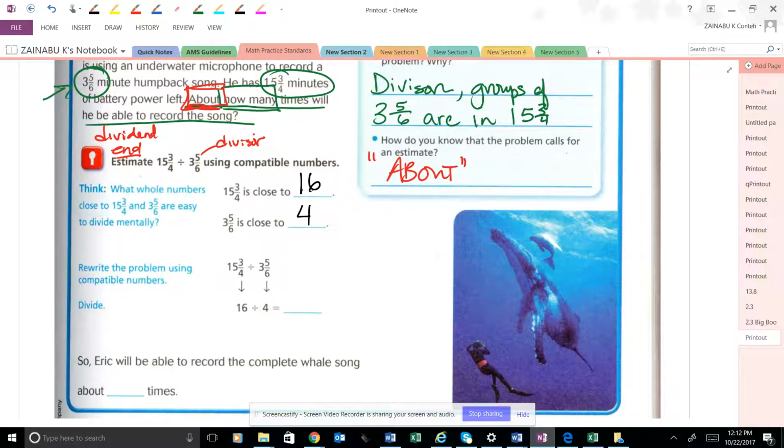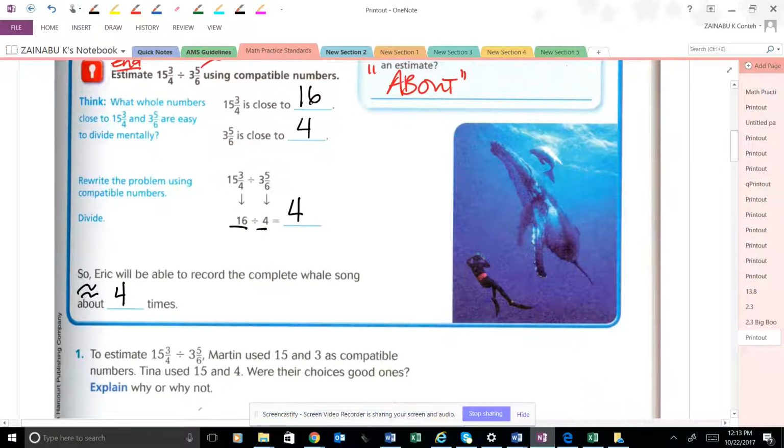And now I've used compatible numbers, and I know that how many 4s go into 16? 4. So my answer is going to be about, that's the about symbol, by the way, 4 times. I know my answer is reasonable because this 15 and 3/4 is very close to 16. This 3 and 5/6 is very close to 4, and there are 4 groups of 4 in 16.